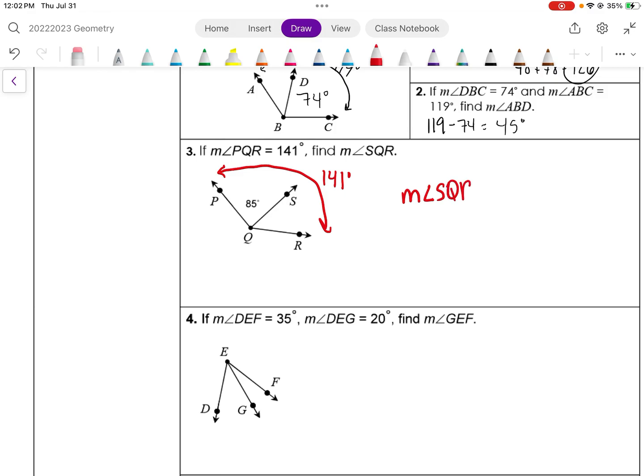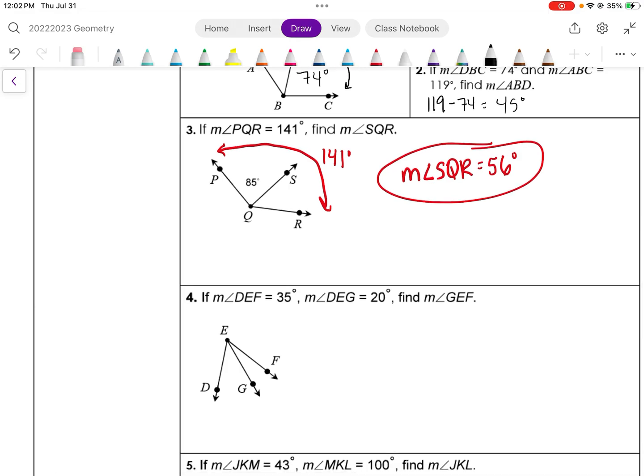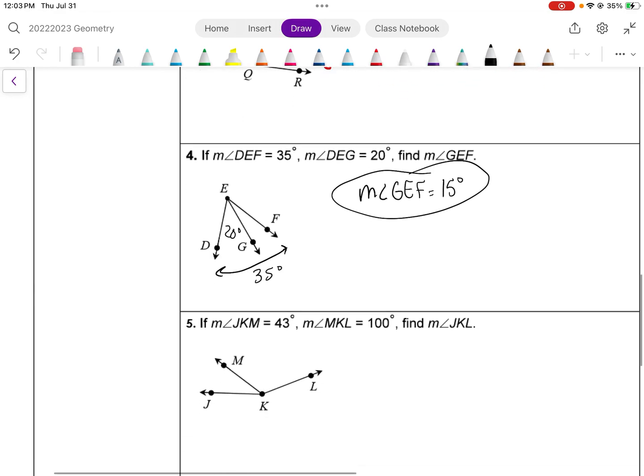So the measure of angle SQR equals 56. And you could check your answer. 56 plus 85 does give you 141. Part plus part equals whole. So let's do this one now. DEF. Is that the part or the whole? DEF is the whole thing. This is 35 degrees, and then it tells you DEG is 20 degrees. So what is GEF? Take 35 minus 20, and it's 15 degrees.